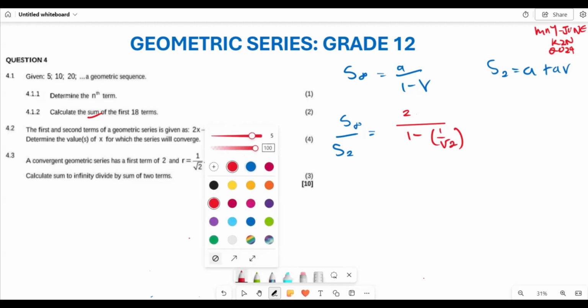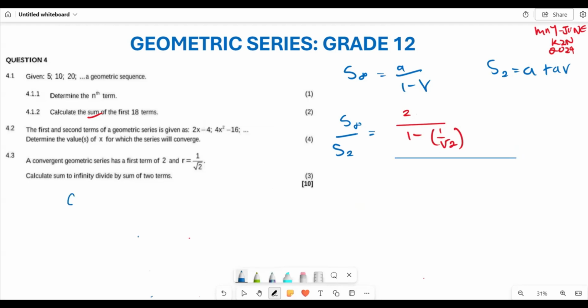Now, let me just use the division sign. Then the sum of two terms, I use the blue, right? Remember, because they told us this is a convergent series, the SN formula that we can use here is A into 1 subtract r to the power of n, divided by 1 subtract r. Are we together? Then from here, where there is n, we can write 2. So the sum of two terms is going to be the same as what? The a, we said it's 2, into 1 subtract the ratio, 1 over root 2, and the n is for two terms. Are we fine, right?